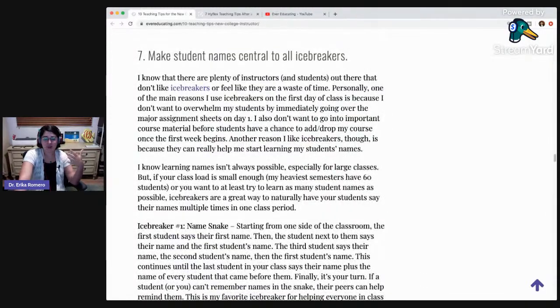Now, make student names central to all icebreakers. This is key every semester. This is definitely a tip that has not aged at all because, yes, if you have 200 students in your lecture hall, you're never going to remember all their names, or if you can, more power to you.